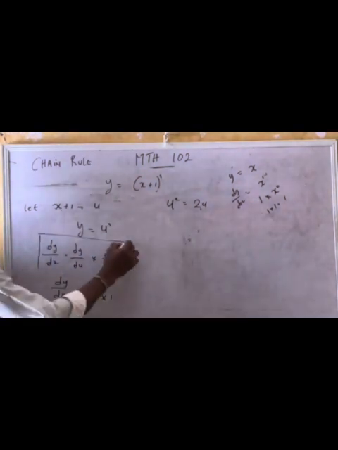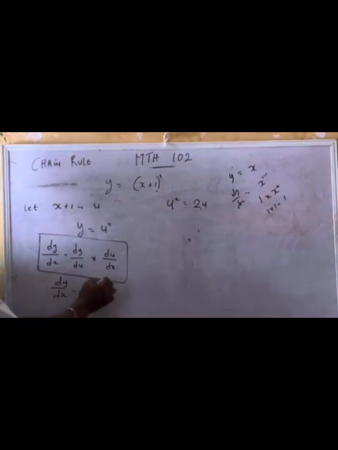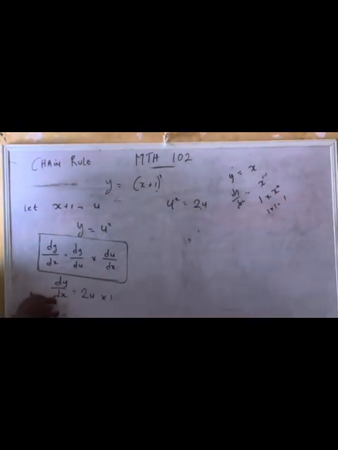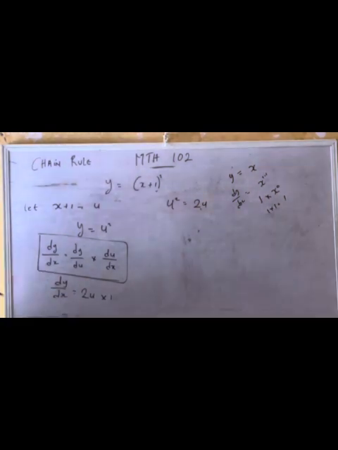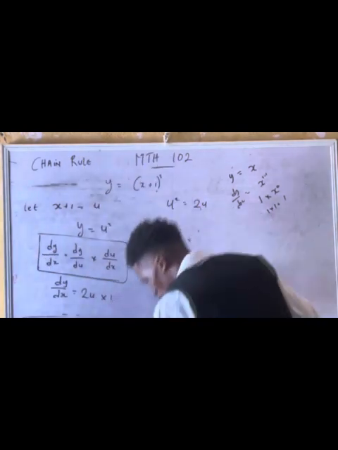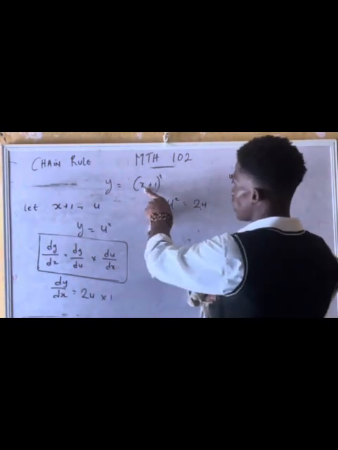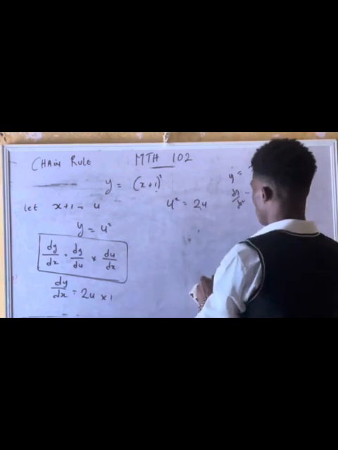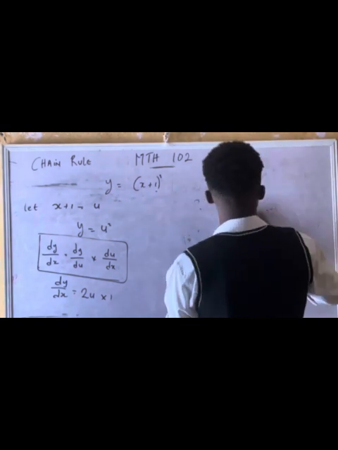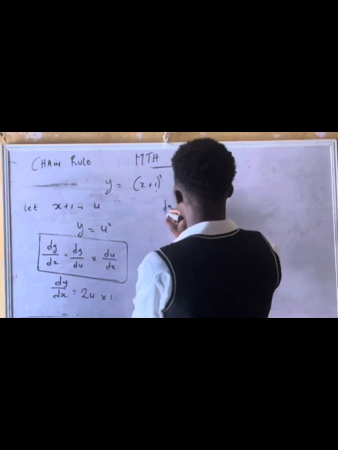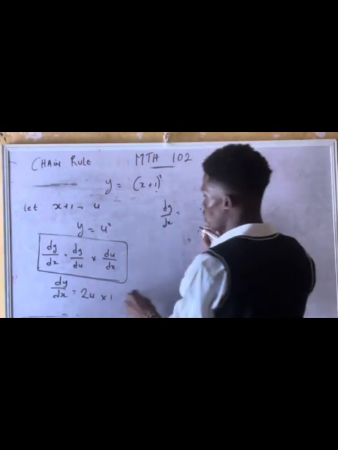Now, this is the chain rule formula. This is what you use. So we now have dy over dx is equal to 2u times 1. Now, this is the part where we start inputting what we got. What is u? u is x plus 1.